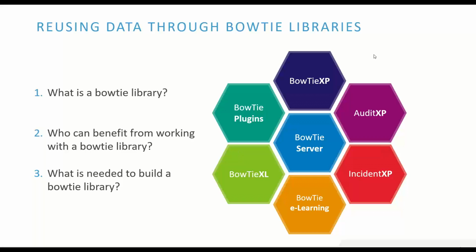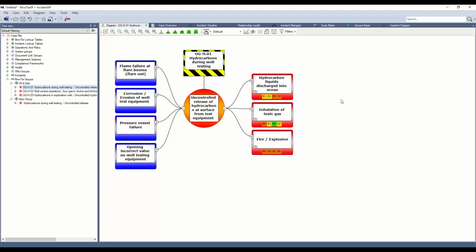So now we have answers to the basic questions relating to the reuse of data through bow tie libraries. In order to continue and work with bow tie libraries, I will now switch to the BowTieXP application. And first, we're going to start working with a default bow tie diagram. In order to start building a bow tie library in BowTieXP, just as mentioned, we need to use the scrapbook functionality, which is only available in BowTieXP Advanced.